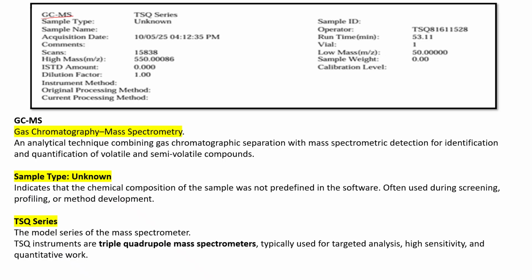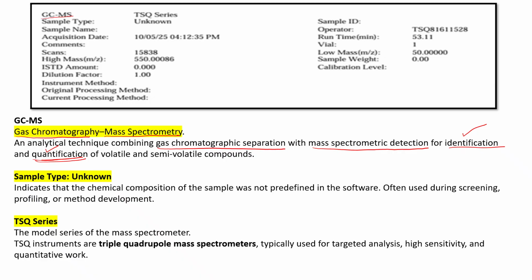So GCMS, gas chromatography mass spectrometry, is an analytical tool which combines gas chromatographic separation, that is, the compounds in volatile or semi-volatile forms are separated, and then detected on the basis of the mass and identified and quantified. So gas chromatographic separation and mass spectrometric detection are used for identifying and quantification. It not only identifies but it can also quantify the volatile and the semi-volatile compounds.